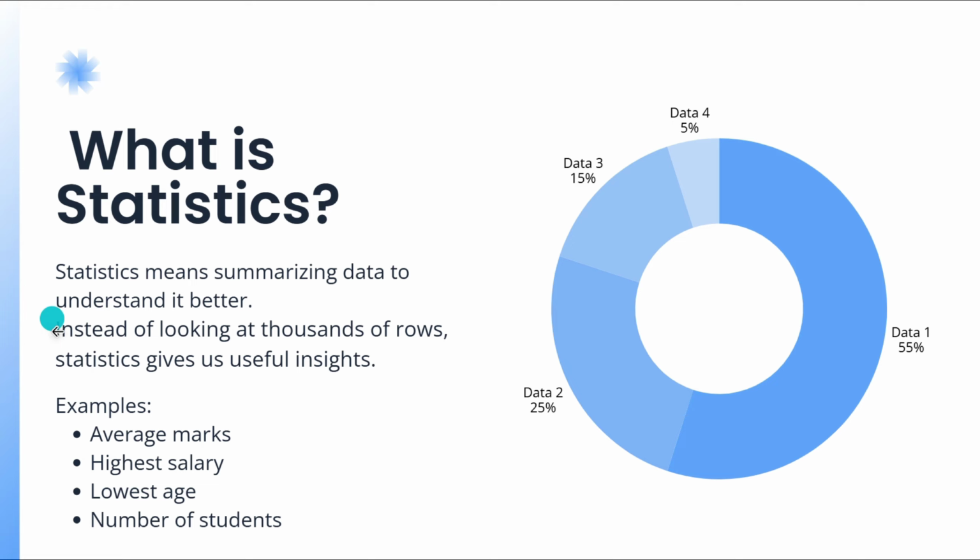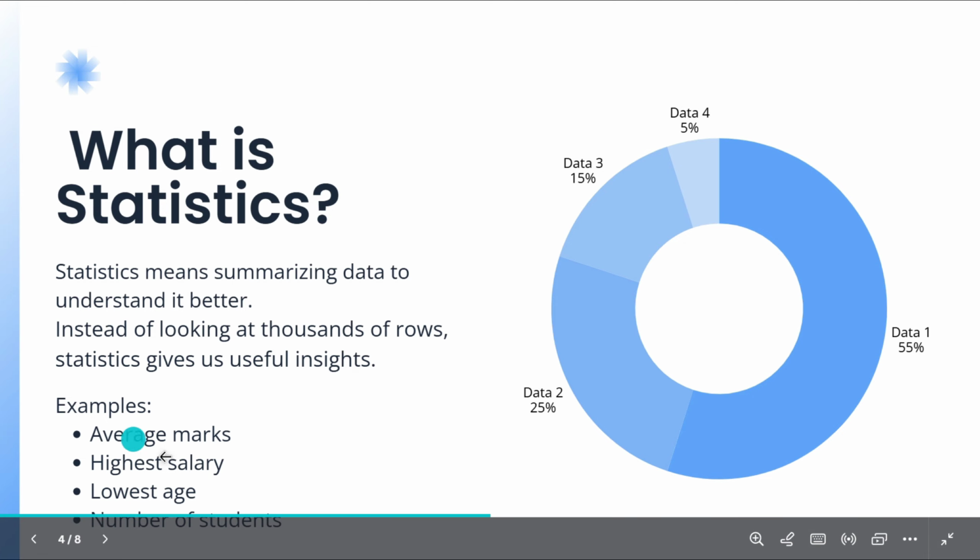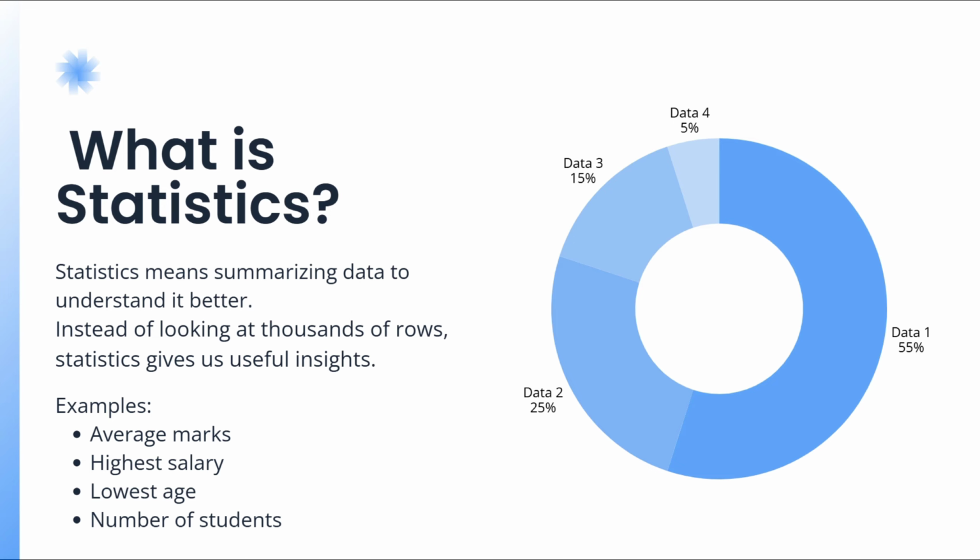Now I know you will not understand these two points because you don't yet know how we are going to use it, but it's okay, just be with me. In tomorrow's video, we are going to remove the null values, and then you will understand why we are using statistics in our AI model training. Just take an example like average marks, highest salary, lowest age, number of students. In statistics, you have solved examples like finding the population of a city, then finding the average marks. Why will we be using that?